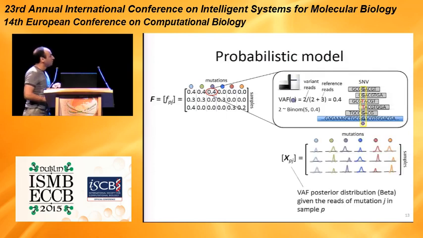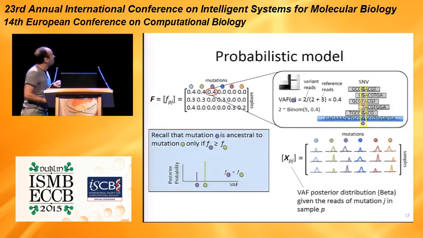Now, if you turn this around, you can ask yourself, what is the posterior probability of having a VAF given the read counts? And this is actually a beta distribution. So what we have instead is a matrix of beta distributions, one for each mutation per sample. Basically, the matrix of frequencies becomes a matrix of distributions. And the cool thing is that the means of these distributions actually correspond to these frequencies over here.